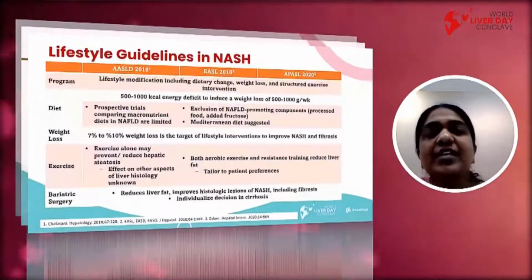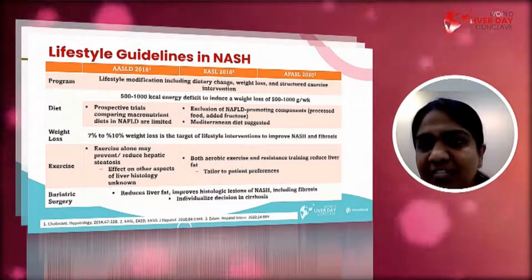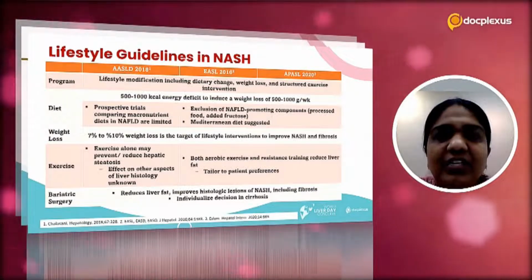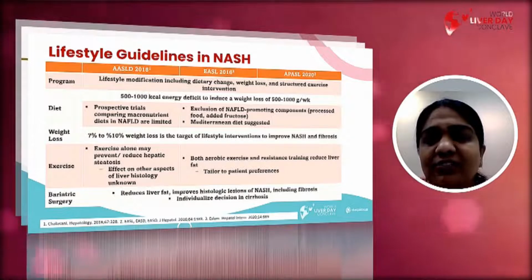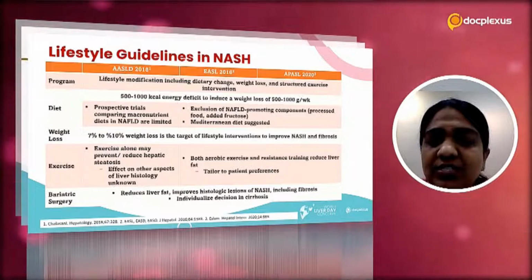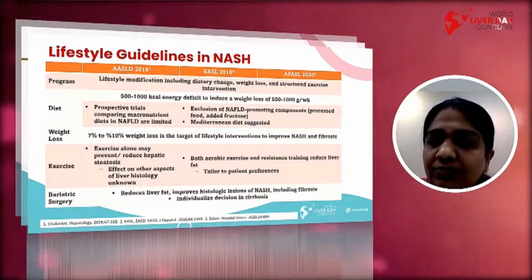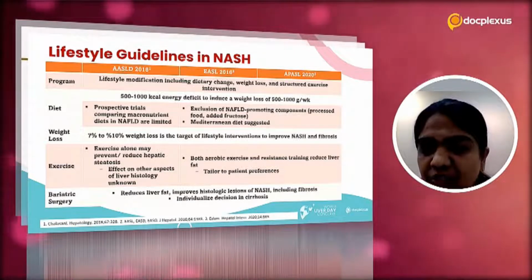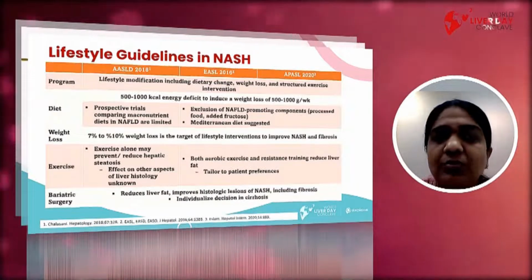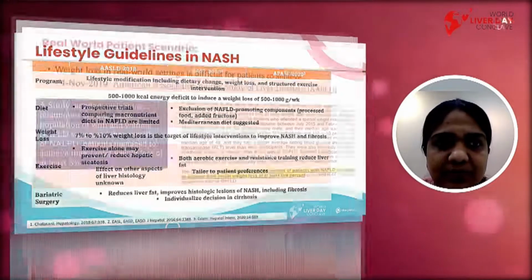If the patient has already gone ahead with lifestyle modification in the form of dietary change, weight loss, exercise interventions, and calorie restriction, everything has been done, but unfortunately there's no response, we can think of bariatric surgery, which reduces the liver fat and improves the histologic lesions of NASH, including the fibrosis. The decision to go ahead for such procedures, which can be either endoscopic bariatric procedures or bariatric surgery, has to be individualized based upon the patient's needs.